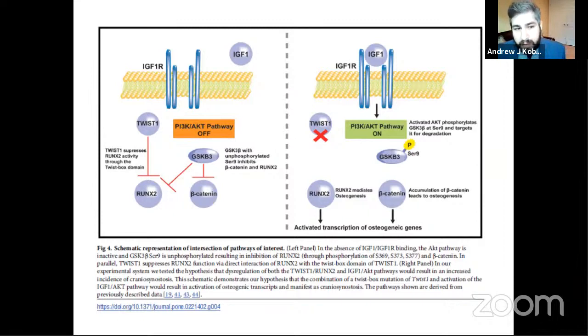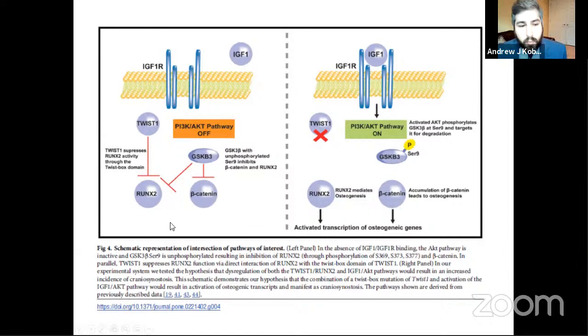So without the inhibition, as seen on the left side, of the twist1 gene and protein and the GSK-3B protein and gene, these RUNX2 and beta-catenin proteins are able to cause craniosynostosis by having unchecked transcription of osteogenic genes. Only when these normal inhibitory factors are present do we prevent the expression of a craniosynostosis picture.